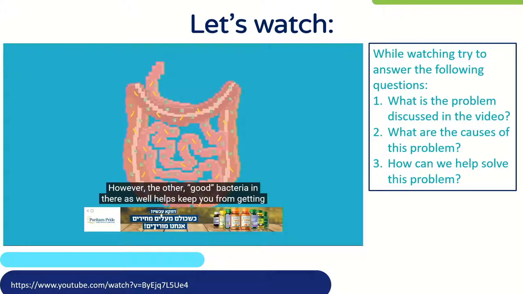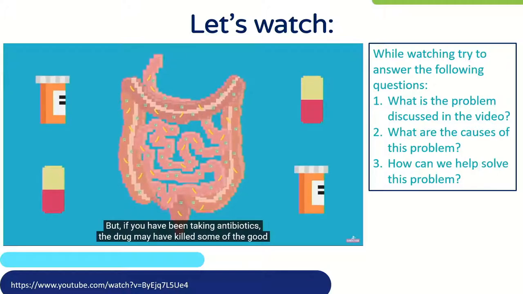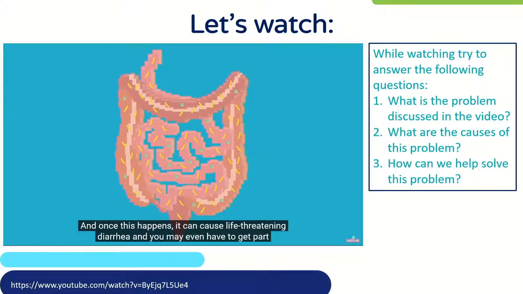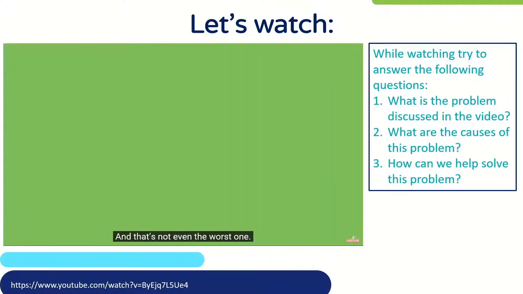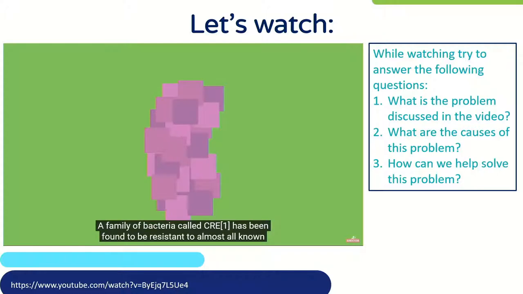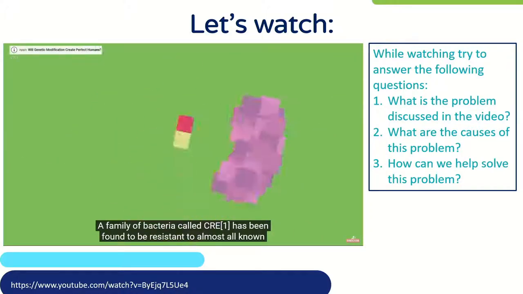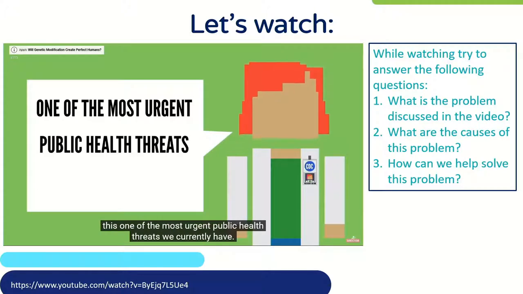However, the other good bacteria in there as well helps keep you from getting sick. But if you have been taking antibiotics, the drug may have killed some of the good bacteria, allowing for C. diff to take control. And once this happens, it can cause life-threatening diarrhea, and you may even have to get part of your intestines removed, but we're not going to show any of that. And that's not even the worst one. A family of bacteria called CRE has been linked to be resistant to almost all known antibiotics. In fact, it is so serious that the Center for Disease Control and Prevention is calling this one of the most urgent public health threats that we currently have.